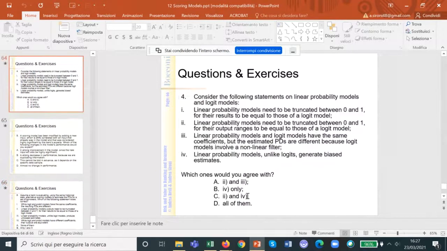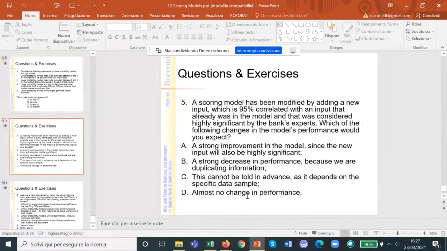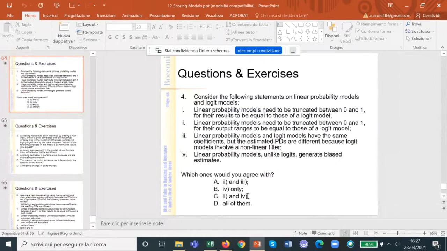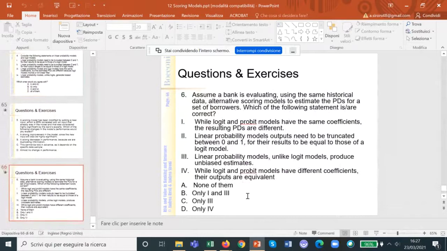While logit and, well, this is very similar to... No, it's the same. Sorry. Yes, it's the same. Sorry. So forget about this question.